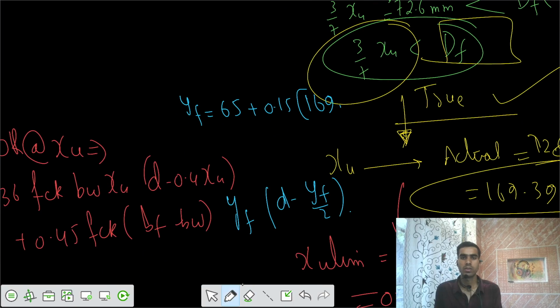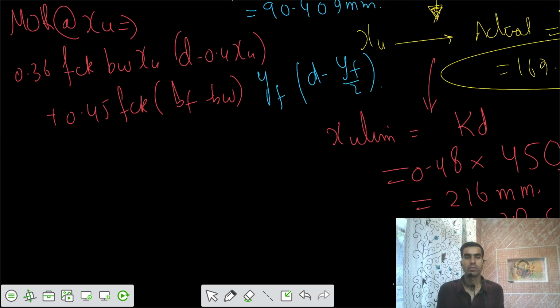398. So this is the value of YF. Get the value of YF. YF comes out to be equal to 90.409 millimeters. Let's substitute the values for this one to get the moment of resistance.